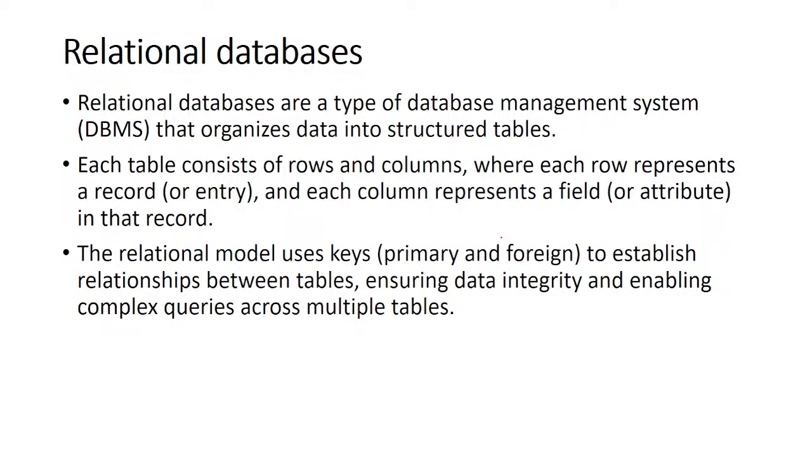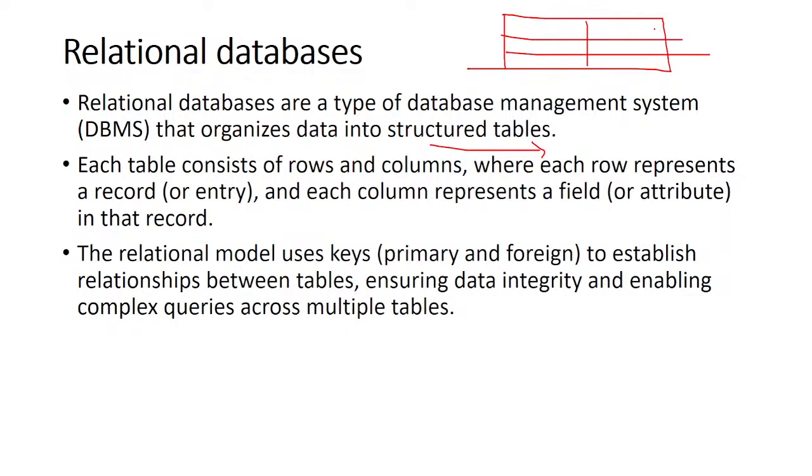So a relational database is a type of database management system that organizes data into structured tables. In a simple way, you can say a relational database management system organizes data into structured tables. Each table consists of rows and columns. That means this part is the row and this is the column. So each table has rows and columns, and each column represents a field, that means the attributes in that record.